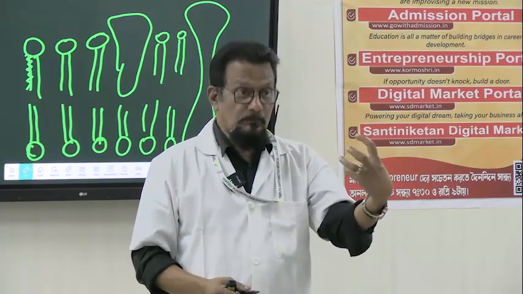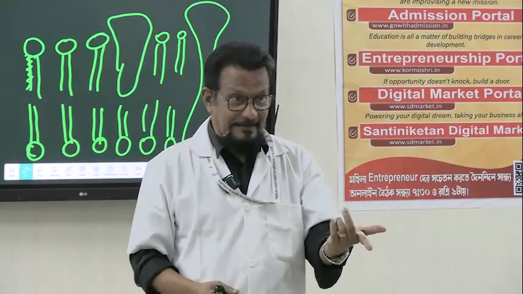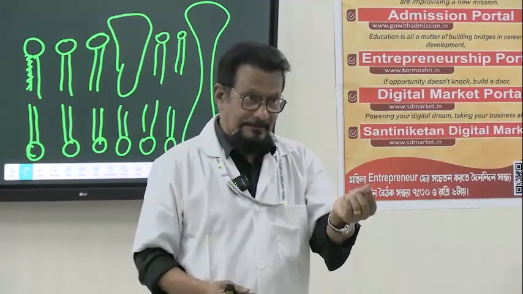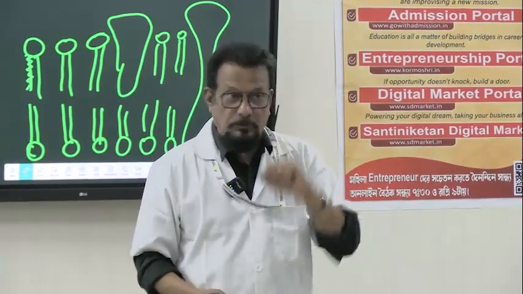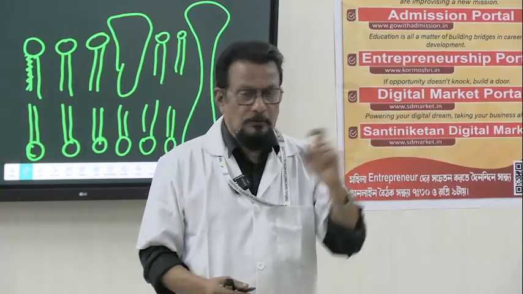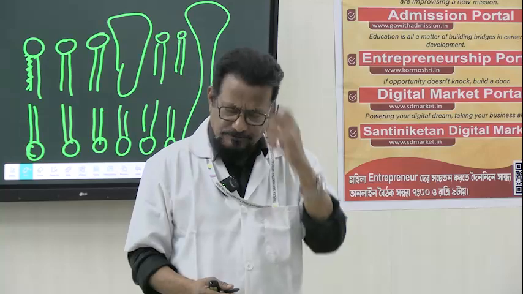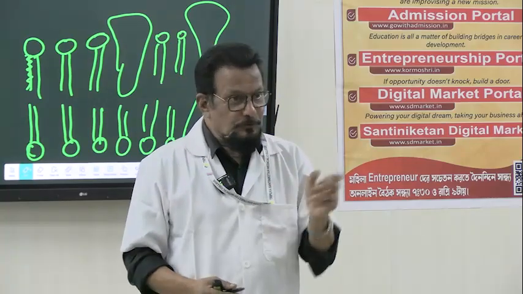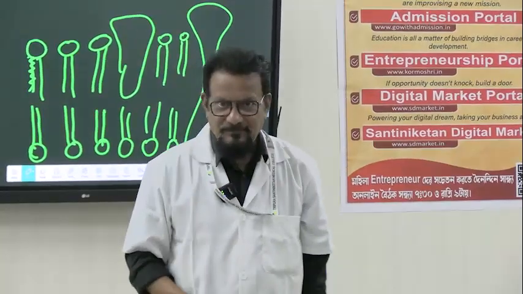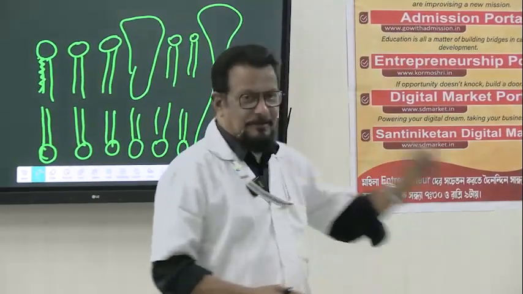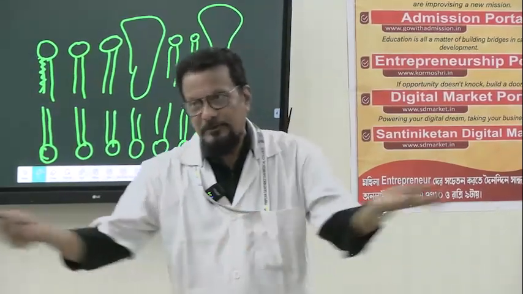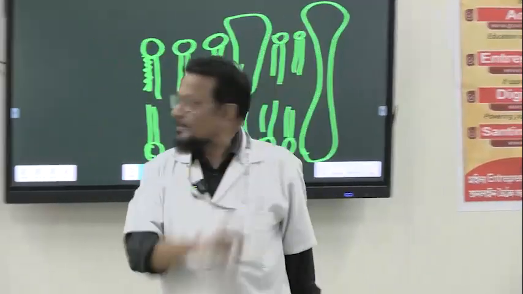But the hormones which are protein in character, biochemically, say for example, insulin, glucagon, prolactin, gonadotrophin, somatotrophin, these are protein in nature. So they cannot enter directly. First they have to bind with the receptor, then they will produce the second messenger, then the second messenger will do the necessary things. Clear?